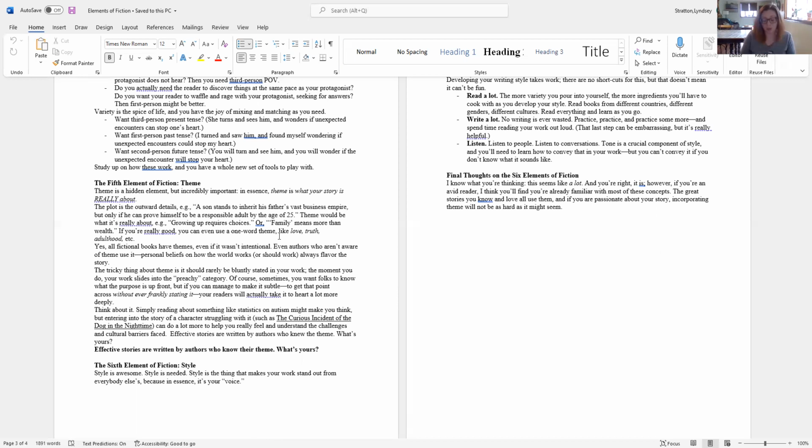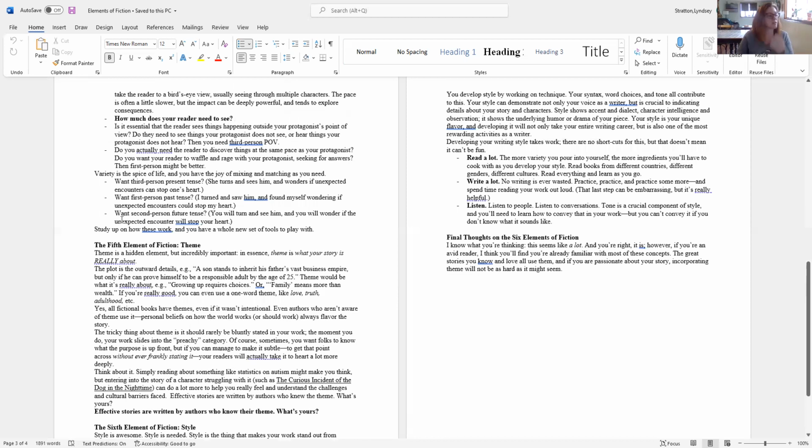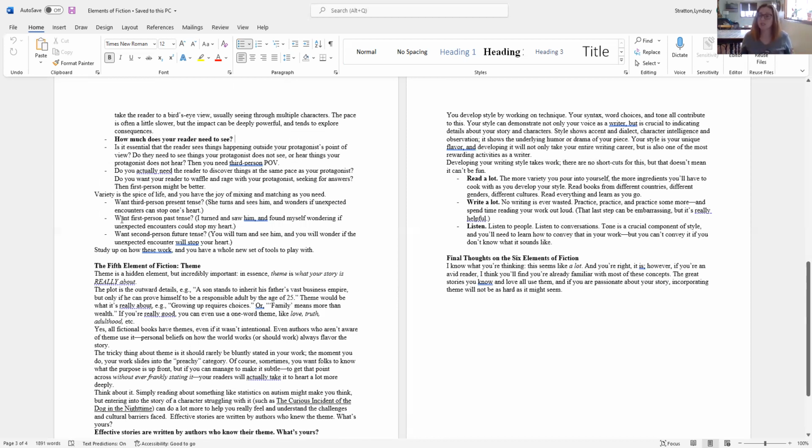And then finally, the last element is style. The style is basically your voice. This is something that takes time to develop as a writer. The voice is the language that you're using, the way you're constructing sentences.